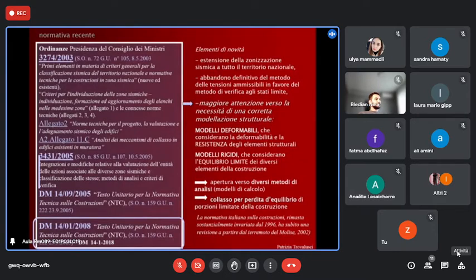What is very crucial in the recent laws is the possibility to focus attention on the correct structural modeling, which takes into account the nature of the object of study. In particular, you will see that the law distinguishes between deformable models and rigid models, and we will see what I mean with this definition. I can anticipate that in the case of deformable models, the focus is on the evaluation of the strength of materials.